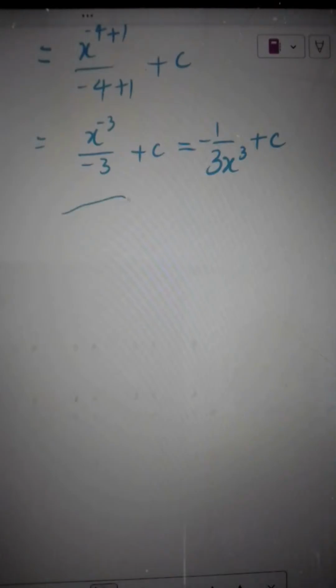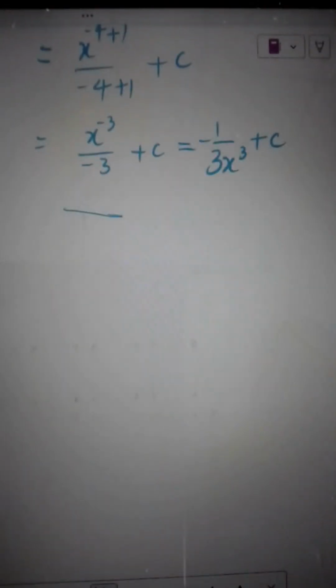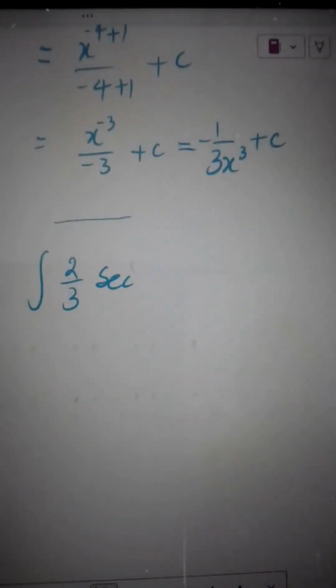Here is another question we have. It is integration 2 by 3 secant square x by 3. So this is a slightly advanced form where secant square appears again. And how can it be done?